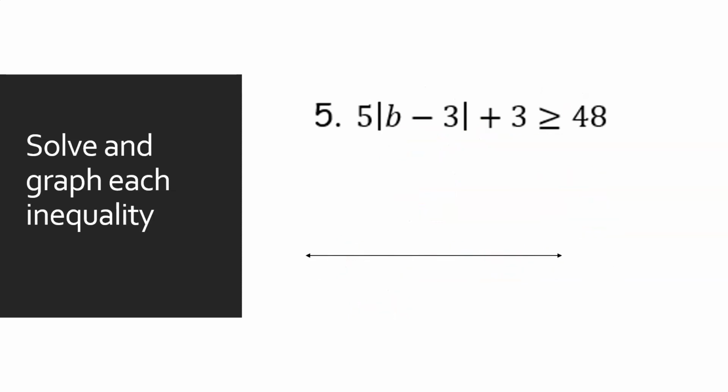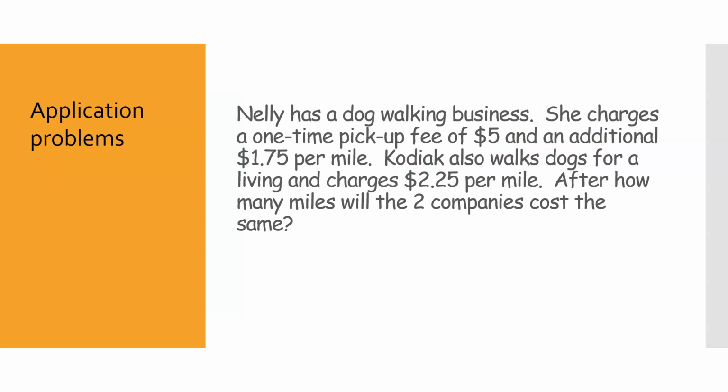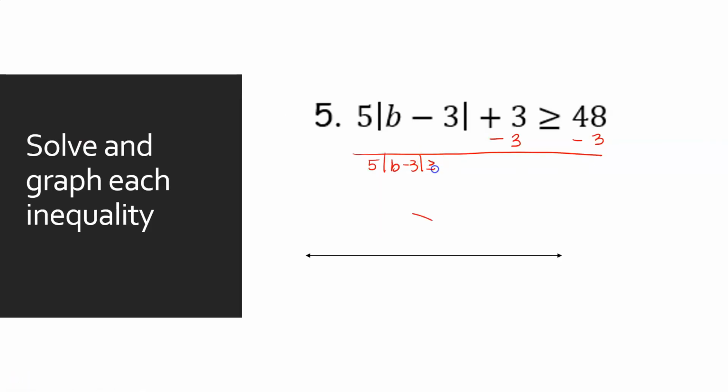Okay, the next one, we got some work to do to isolate. So the first thing I'm going to do is subtract 3. So 5 times the absolute value of b minus 3 is greater than or equal to 45. I'm going to divide by 5. So the absolute value of b minus 3 is greater than or equal to 9. So I'm going to solve twice, flipping the sign for the negative version.